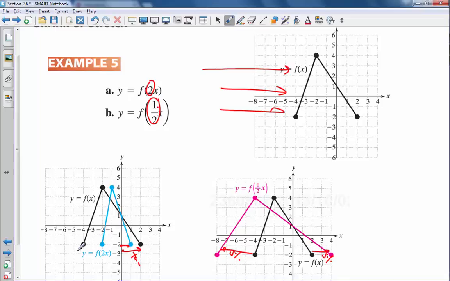Like this is sitting at 4, right? Sitting at 4. Just twice, 2 means I know it's going to be shrinking by half. So it's going to be 2. This was sitting at 2 units away, right? 2 units. Now it's sitting at 1 unit. Okay?